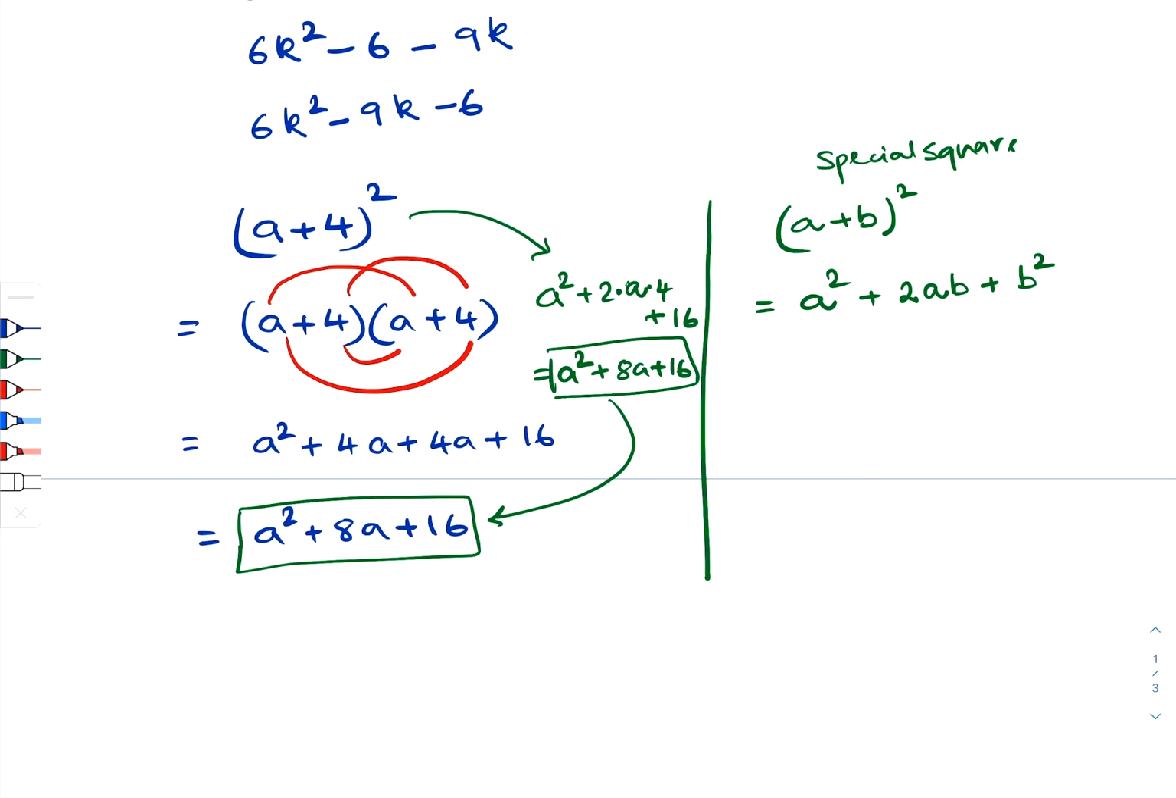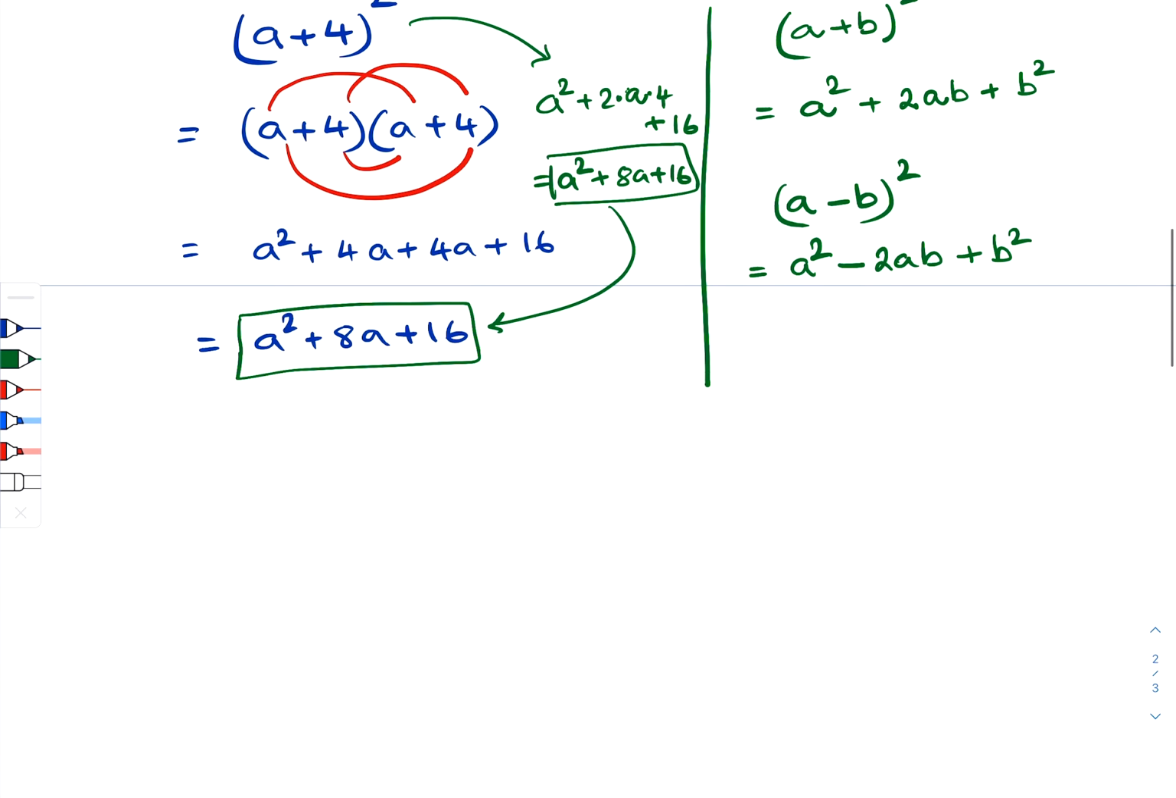Now, just like a plus b squared, you also have another special square, which is a minus b squared. The formula for that is you square the first term, you subtract 2 times the first times the second, and then you add the square of the last term. Let's see if we can apply this formula to the next problem: r minus 2 squared. Go ahead and try it first, and then I'll show you how to do it.